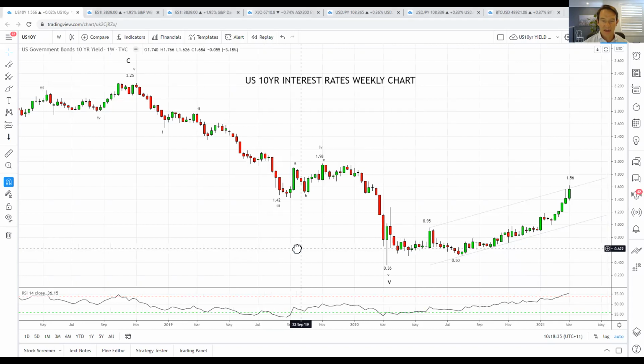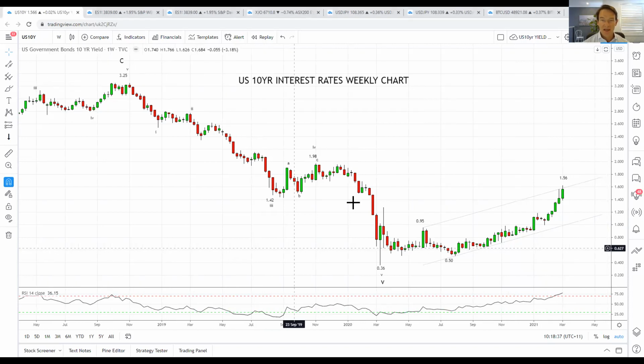Let's start with the US 10-year Treasury yields. Again, this is without doubt the market which is creating all the volatility in all the other asset classes, and really the number one chart that we need to be across for this week. What you can see here is the decline which occurred from October 2018 down to the COVID lows around 0.36% from 3.25%. The appreciation that we have seen since the COVID low has been very gradual up until this point here.